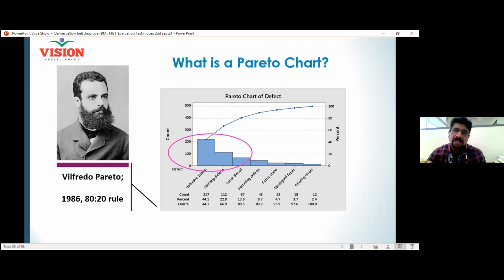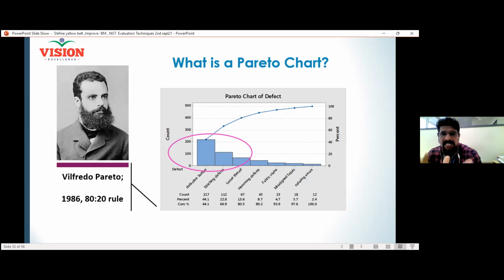So if I use the Pareto chart to plot all of them, I will be getting a clear-cut idea which problem has more impact on my efficiency, which problem is eating my profit, which one is affecting my customer satisfaction, which one is painful to my internal customer. I will be able to identify.